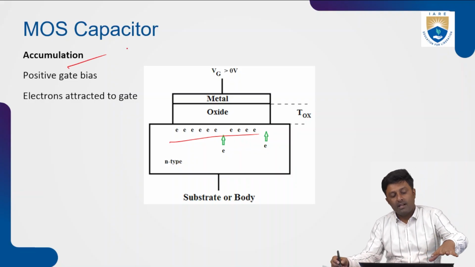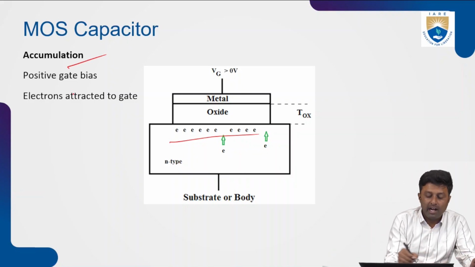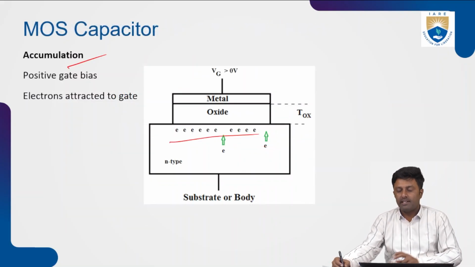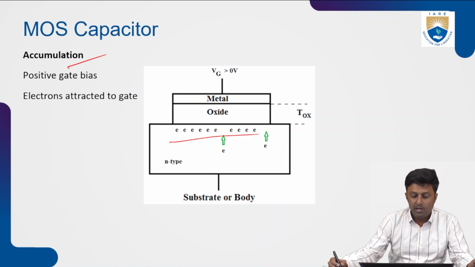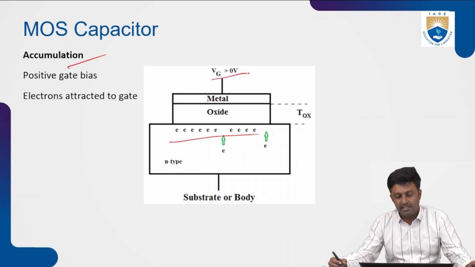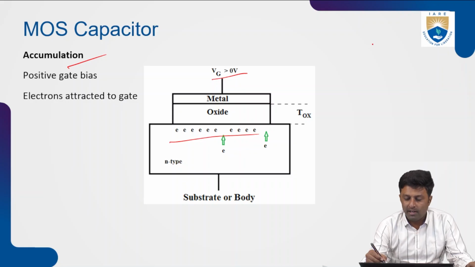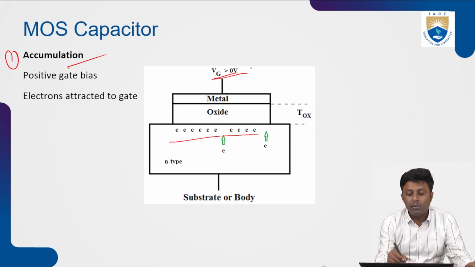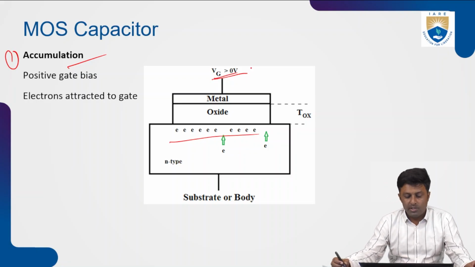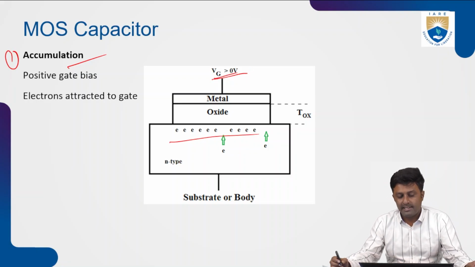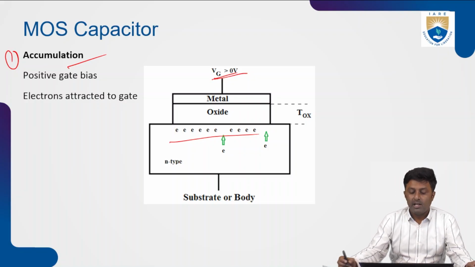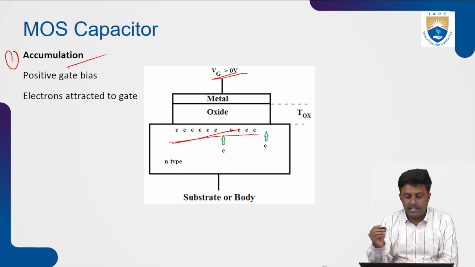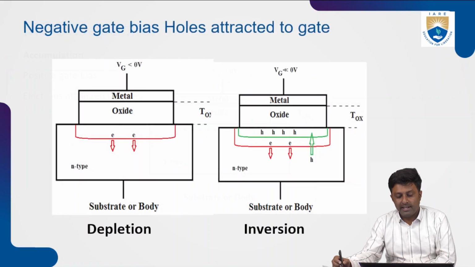This working we call the accumulation of electrons near the gate terminal. There are three regions of operation here. The first region of operation is called the accumulation region. If the gate voltage is greater than 0 volts, the transistor acts as a capacitor, and there will be accumulation of electrons near the silicon dioxide layer.